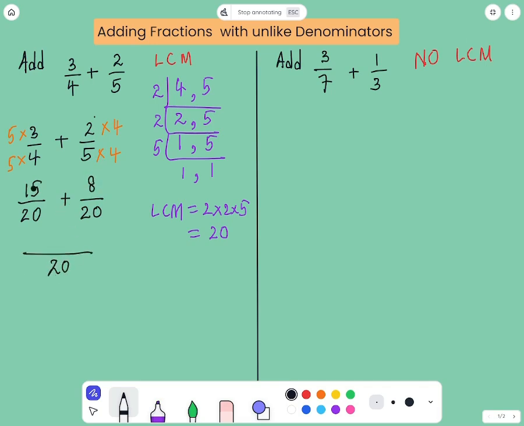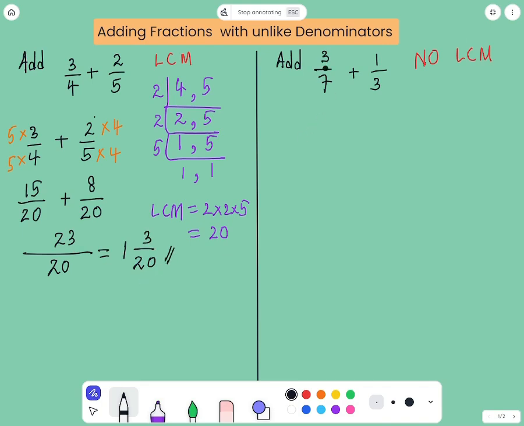Then over 20, you add 15 and 8. So 15 and 8, that is 23. Then this is an improper fraction. We have to convert that one to a mixed number. So how many 20s are there in 23? That is 1. The denominator doesn't change, and the remainder is 3.